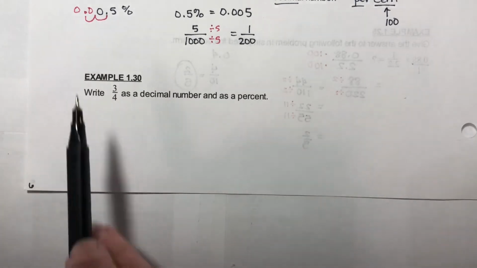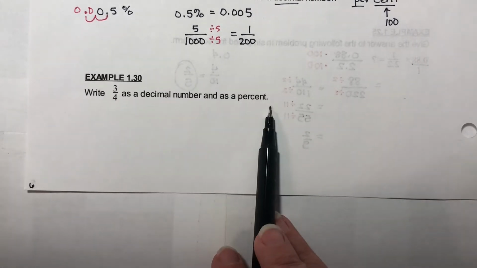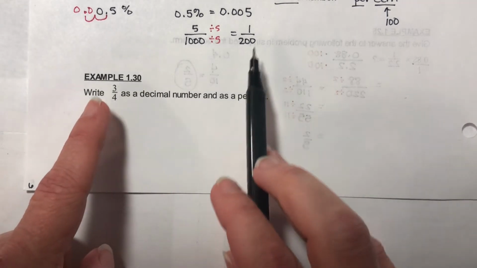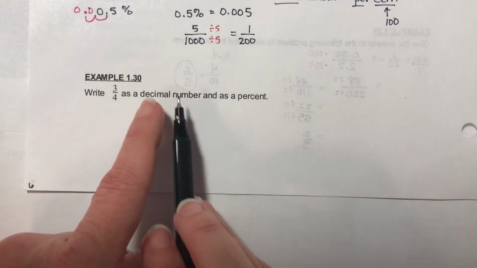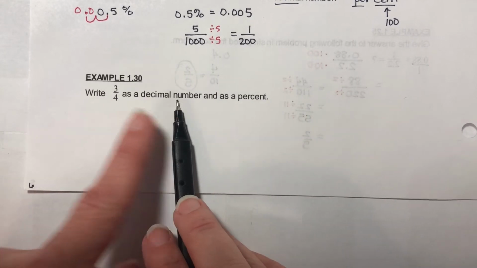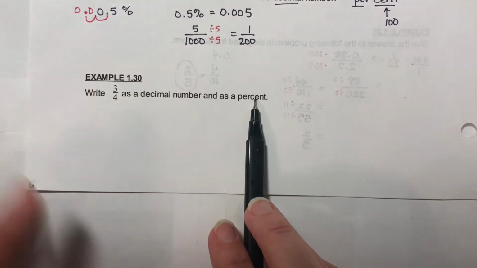Okay. Write 3/4 as a decimal number and as a percent. What we're doing on these problems is going through the relationship of fractions, decimals and percentages. It's quite easy to go from a fraction to a decimal, decimal to fraction. It's easy to go decimal to percent, percent to decimal. It's not as easy to go directly from fraction to percent, or vice versa.